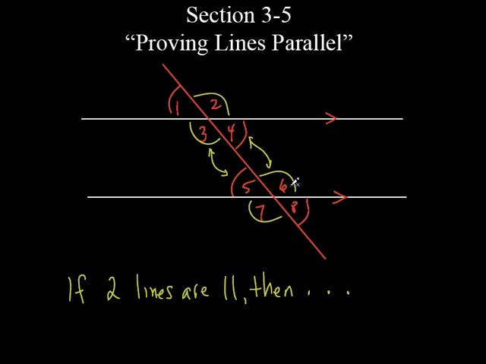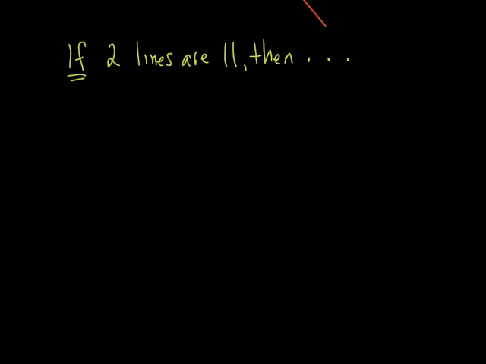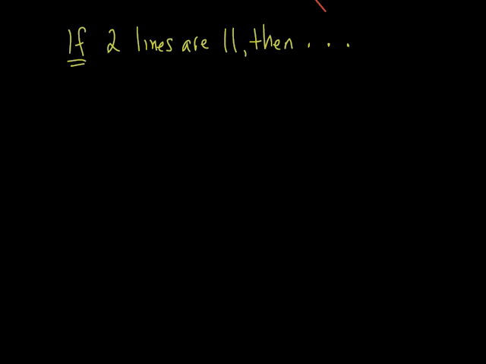Then all the corresponding angles are equal. The alternate interior angles are equal. The alternate exterior angles are equal. The consecutive interior angles are supplementary. All that stuff is true if what? If the two lines are parallel to begin with. Right? To begin with, if they're parallel, then all that stuff is true. Well, this lesson is the converse of this theorem. What does that mean? Well, remember we skipped chapter 2?